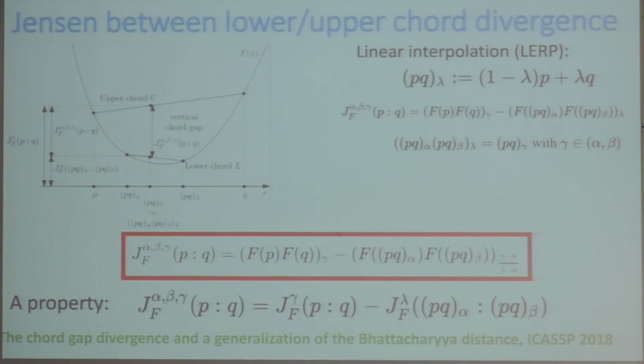Of course, you can reinterpret it. One way to rewrite it compactly is as follows, but you can also visualize it as a difference between a Nielsen divergence here and a Nielsen divergence here. Okay, so as a difference between two Nielsen divergences.